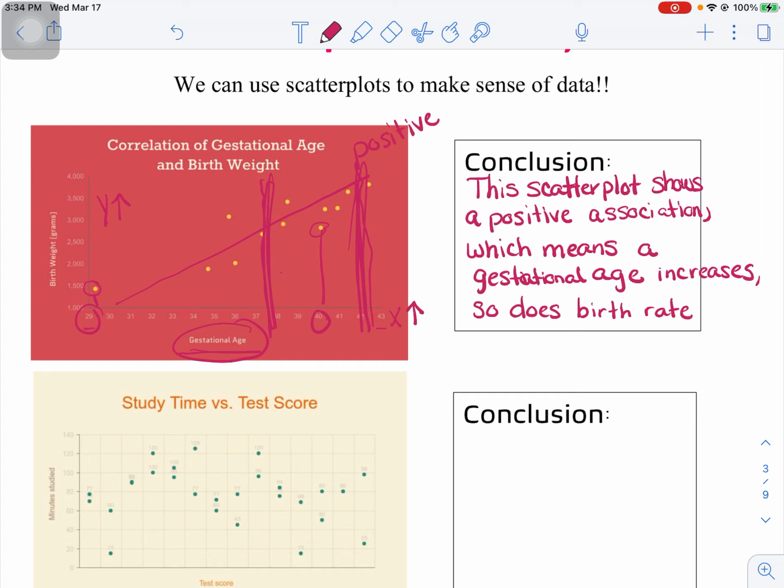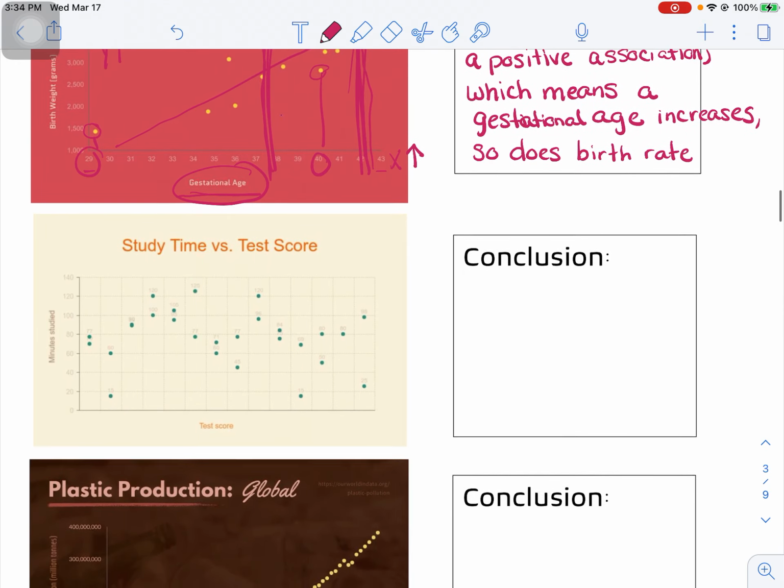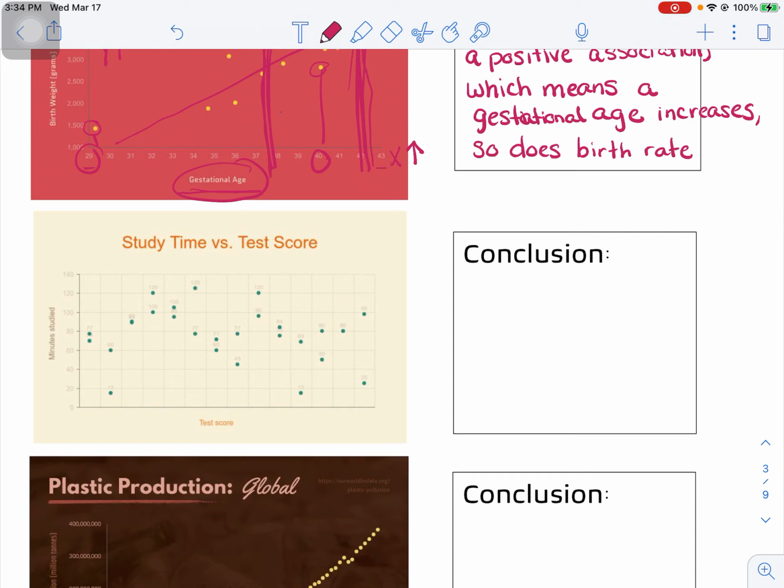We want to talk about what X is and what Y is. All right, let's look at the next one. So the next one says study time versus test score. So we have a test score at the bottom, and we have minutes studied.